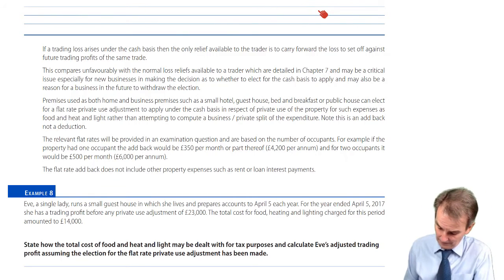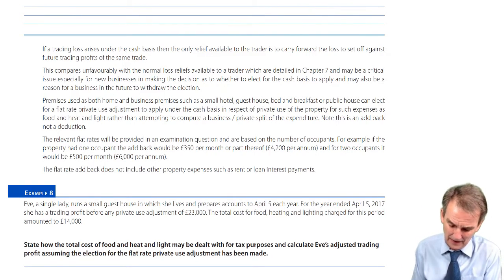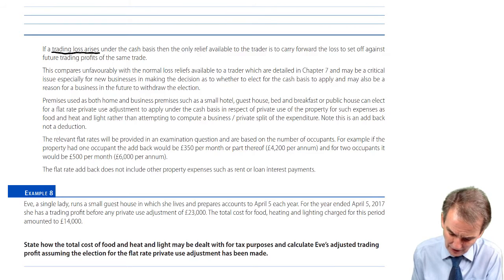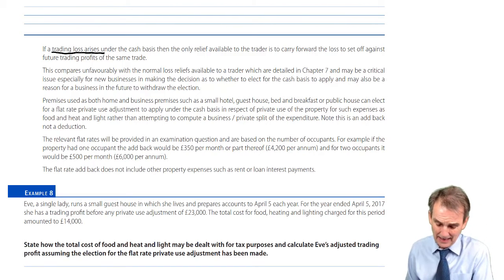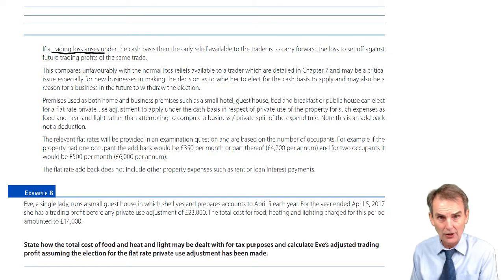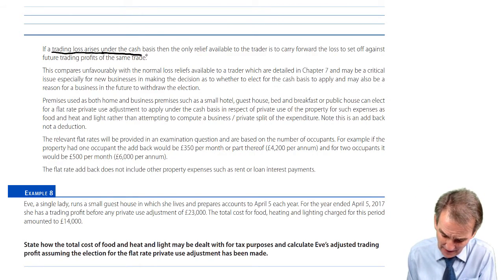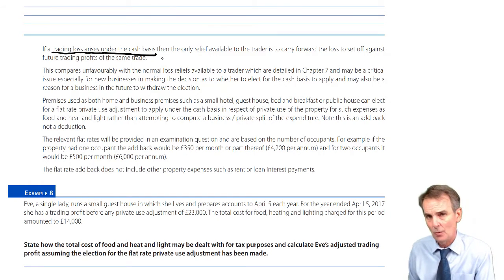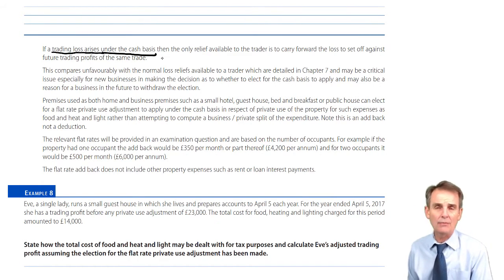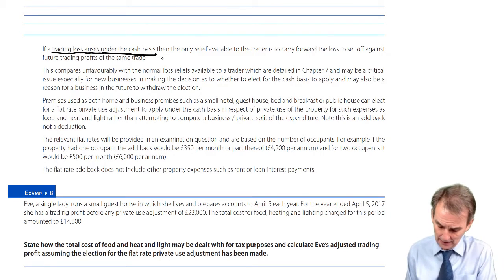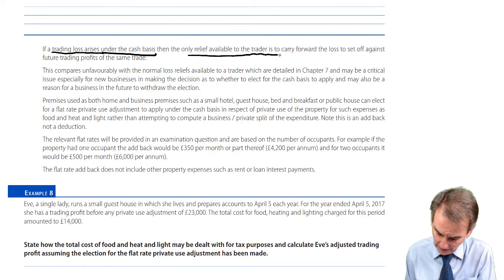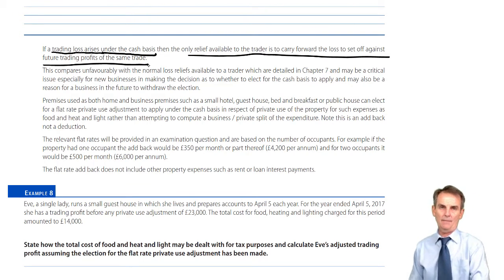Before we get on to that, first thing that we're told here, if you have a trading loss that arises. So again, if you have a trading loss, so you'd have more payments there than receipts, then under the cash basis, we're quite limited. In fact, we're very limited in terms of how relief will be given for that loss. And the only relief available is for the trader to carry forward the loss to set off against future trading profits of the same trade.